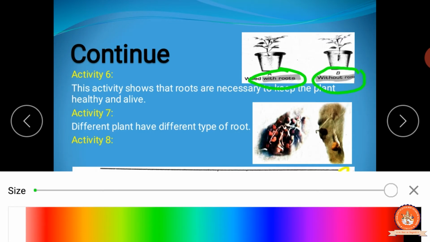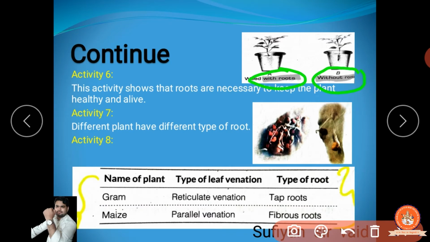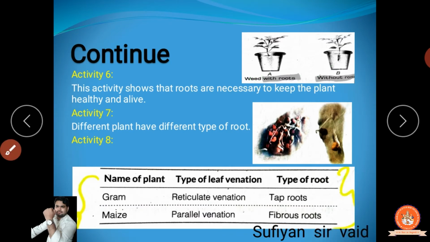Now what we have to do next: we cut out the root from plant B and dig it into the soil, and plant A we dig into the soil with the root. For 3 or 4 days we have to keep giving water to the plants.